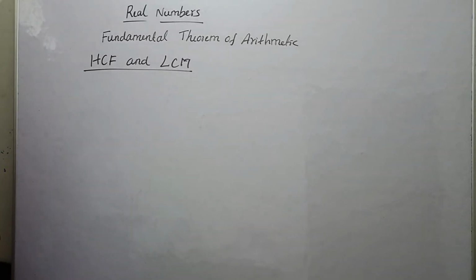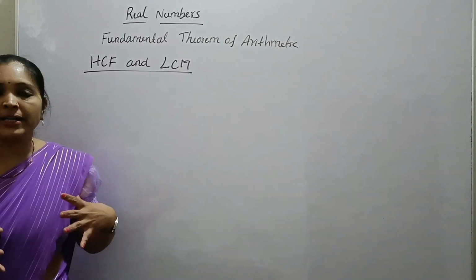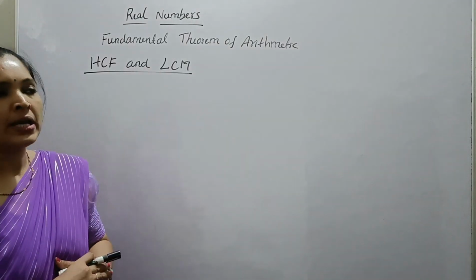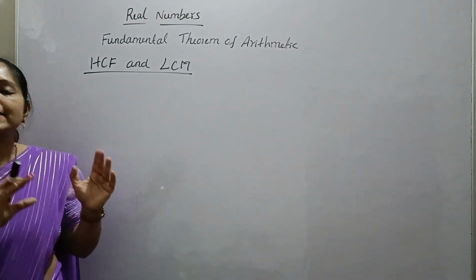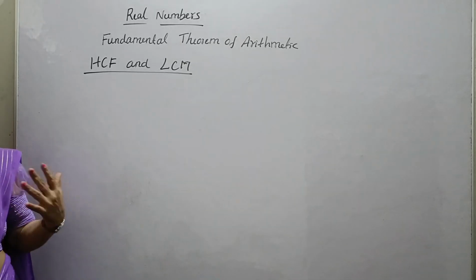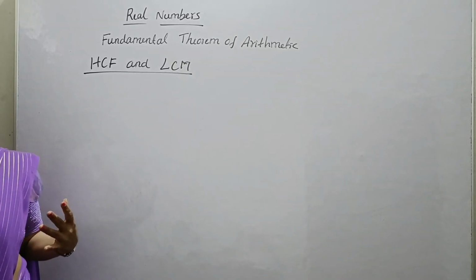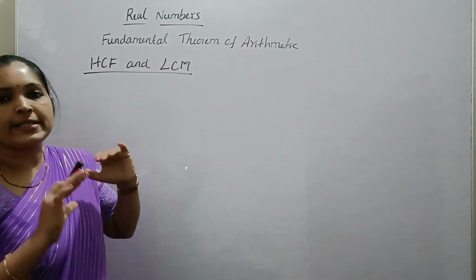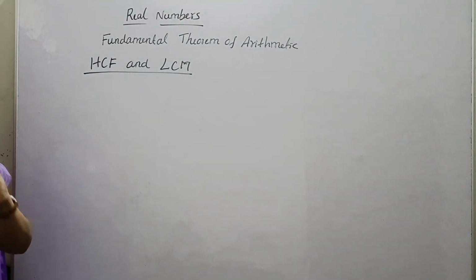Next we will study how to find HCF and LCM of given numbers. What is HCF? Highest common factor, and LCM, least common multiple. Here we will see how to find HCF and LCM by the prime factorization method. Directly let's go to the examples.